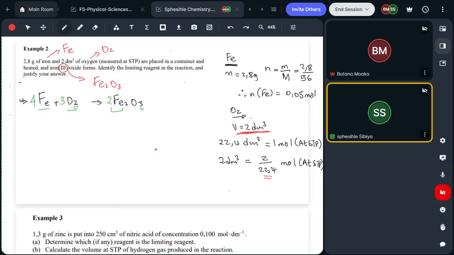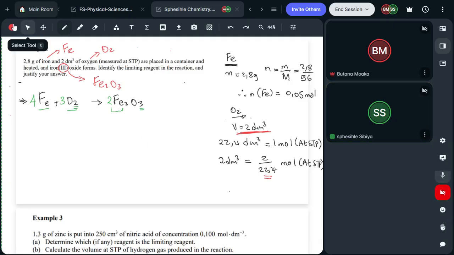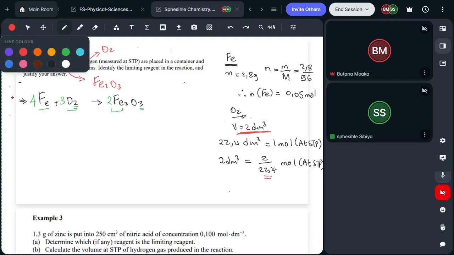So are we going to put the two amounts into the ratio, the mole ratio? Okay, let's do this together first. So you're going to say 2 divided by 22.4. Tell me what you get as your answer.